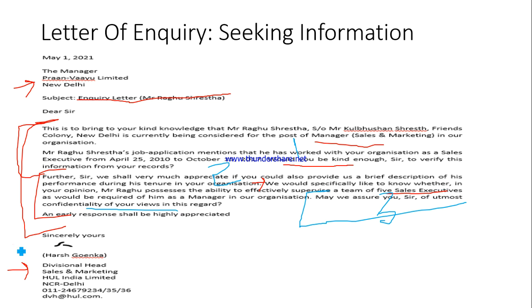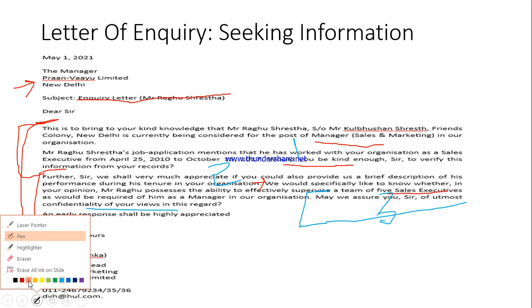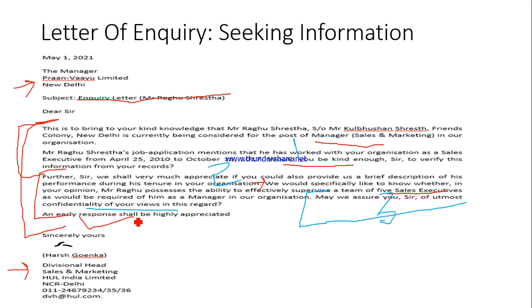And the fourth request which is there, we are also in a very polite, very courteous manner telling the manager of Pranavayu, sir, please hurry up. But we cannot say it like that. So we are saying, sir, early response shall be highly appreciated. Means we are saying, sir, kindly please respond as fast as possible. So we are saying it in a courteous manner. So this is where courtesy comes in.